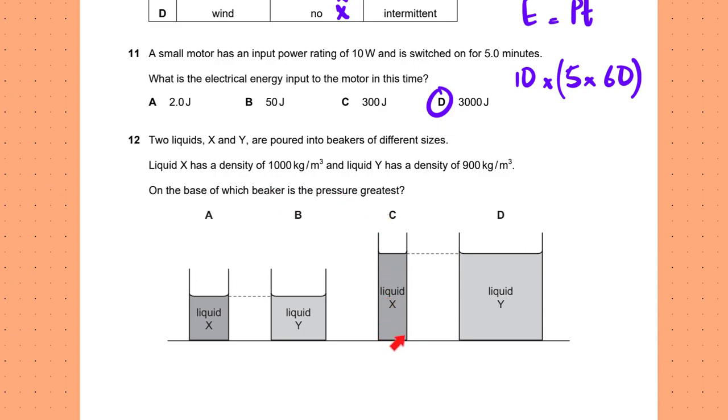So for the greatest pressure, I would also obviously need the greatest height, so I'm not going to look at these. So it's C versus D. So what is denser? X is denser. So it's going to be the one with the greatest pressure. So I've used this equation, right? For the greatest pressure at the base, density must be the greatest and the depth must also be the greatest.